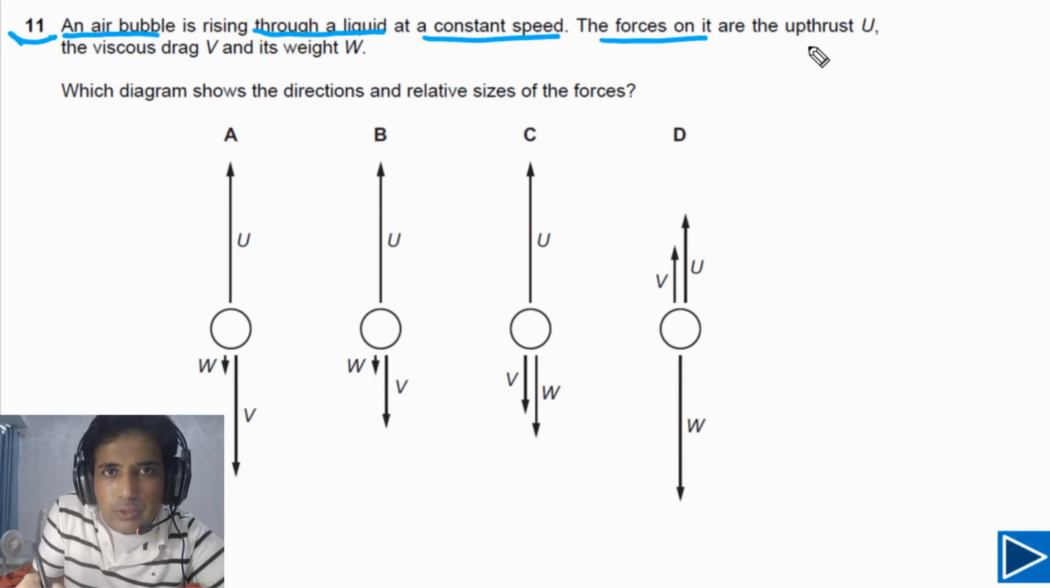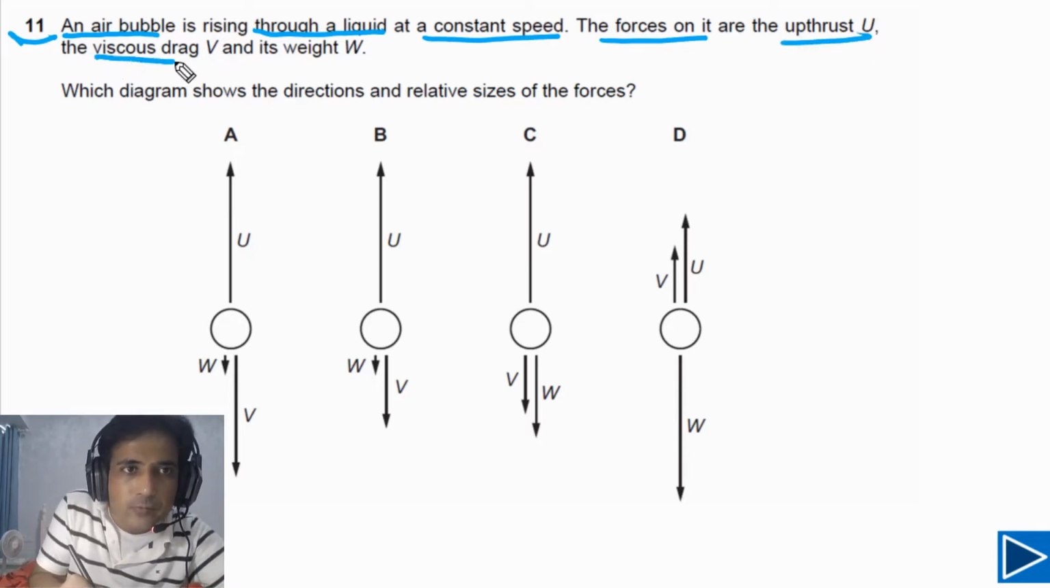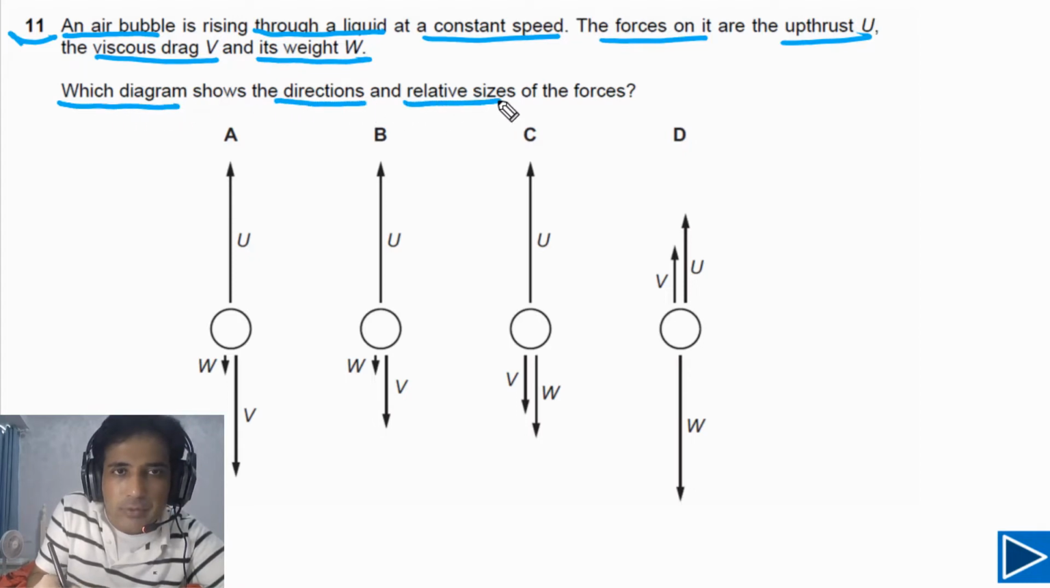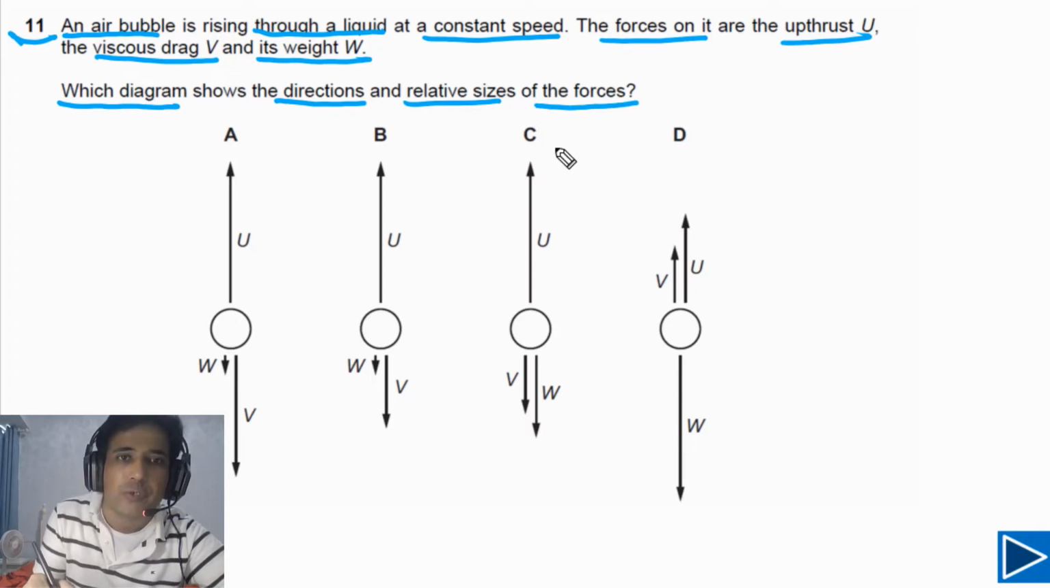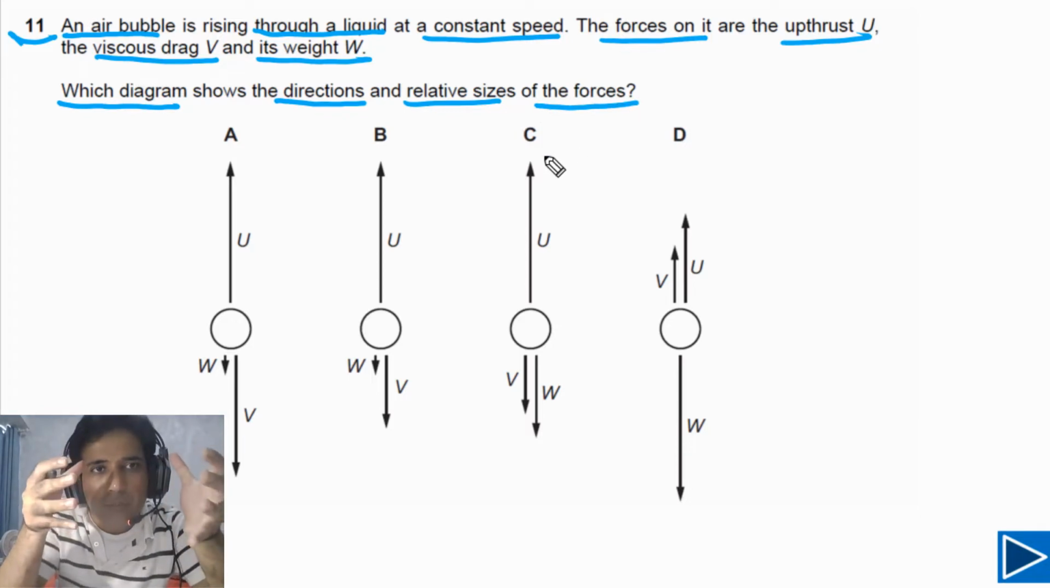The forces on the air bubble are upthrust, viscous drag force, and its weight. We need to find out which diagram shows the directions and relative sizes of the forces. So first of all, let's try to compare the magnitude of the forces acting on the air bubble.